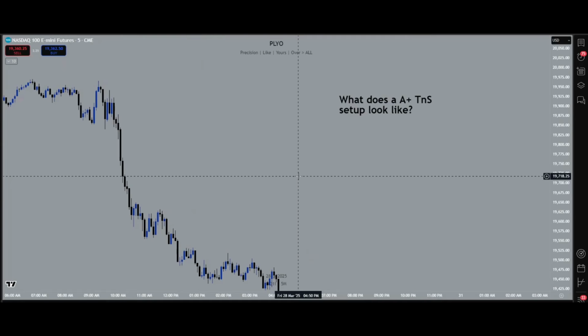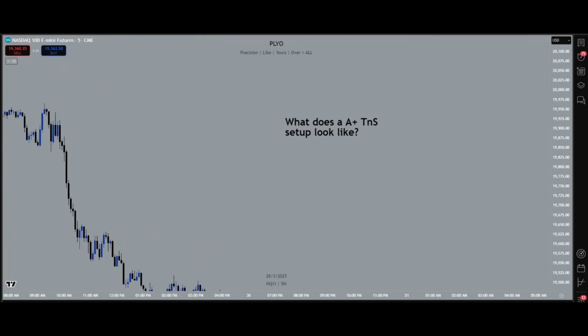What I'm trying to get at here, guys, is that you want to see the first TNS play out, like we get something like this. And then as the first setup gets TP, you want to see it form another setup. That second setup is the one that you can trust almost wholeheartedly. That's the one that's going to take us to the true higher draw and liquidity.